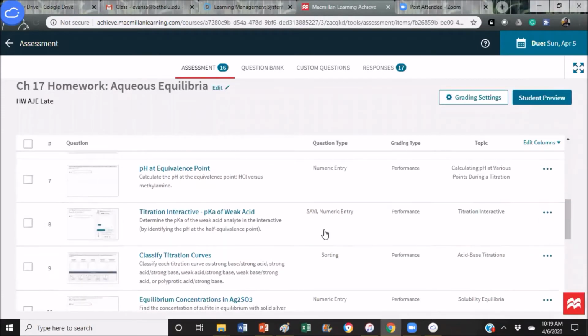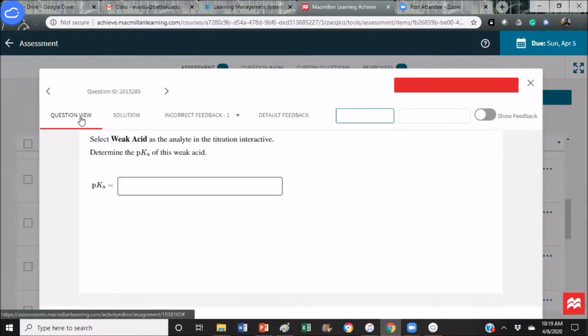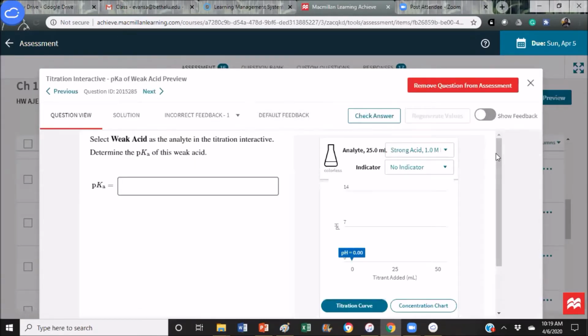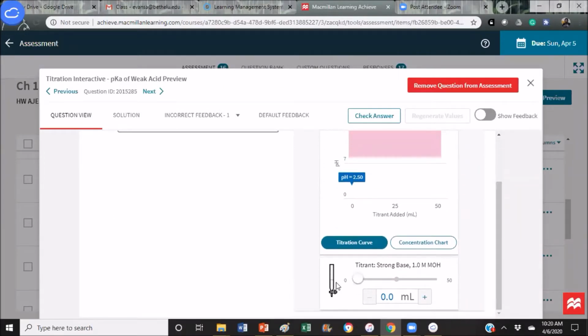Number 8. Yeah. We'll do 8 real quick because 8 is really the one that was like Titration One. So okay, weak acid is the analyte. So we want to make sure weak acid. You're going to want an indicator of, let's say, phenolphthalein. We can try that. So we're going to just slowly titrate. Whoa, it jumps up. You can keep on playing back and forth.